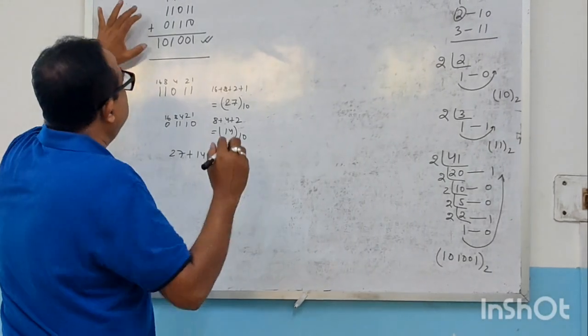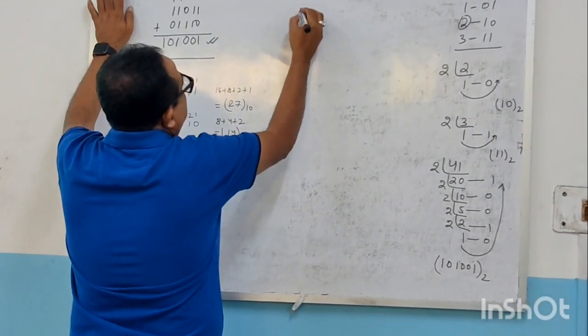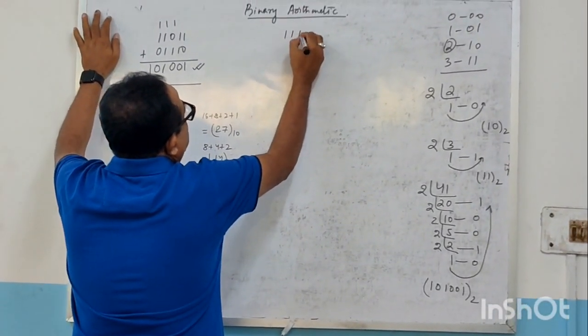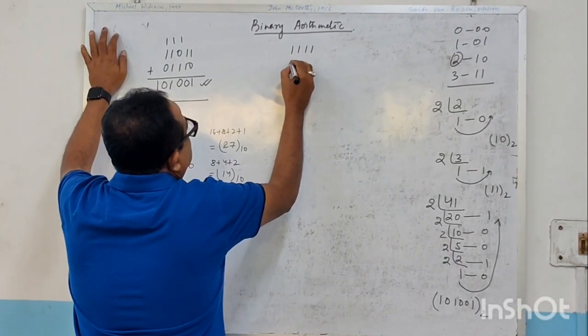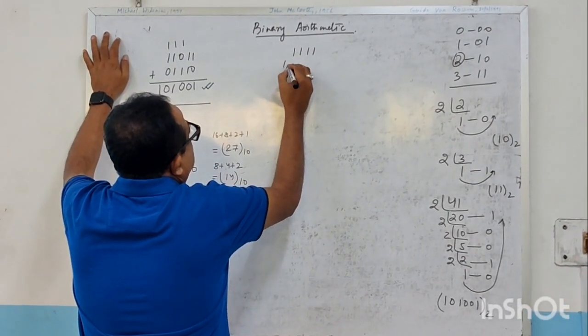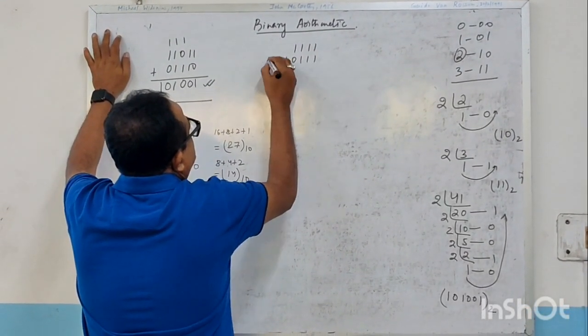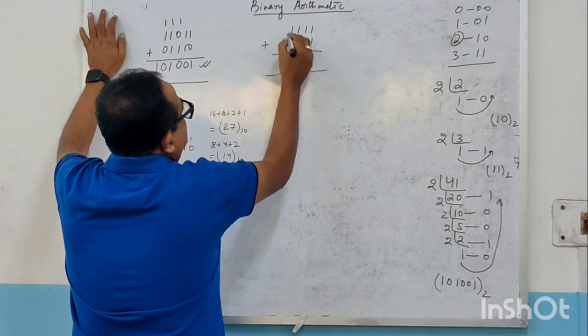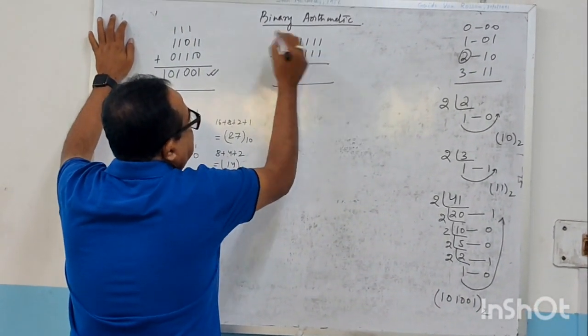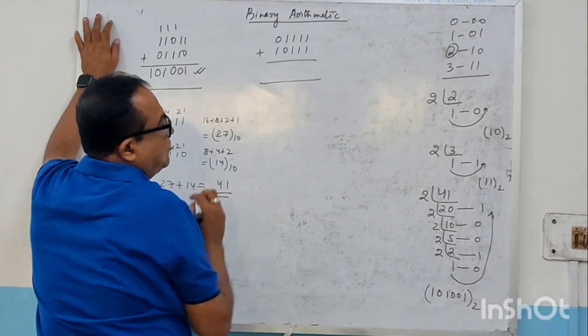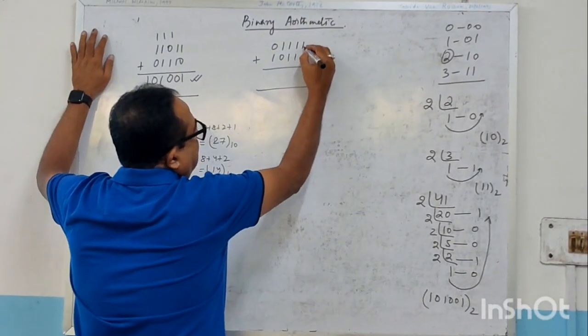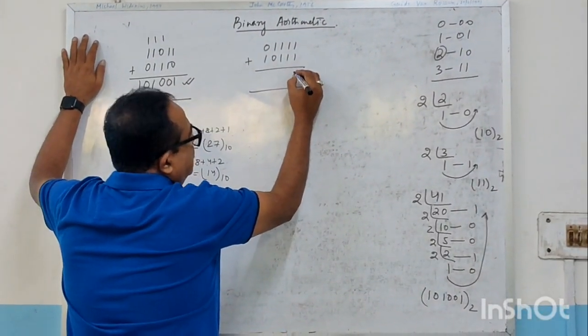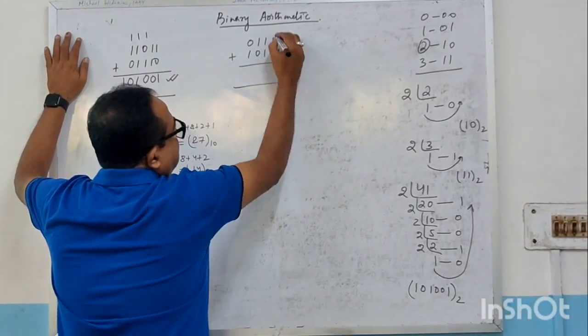Right? So one more. If we do one more, suppose 1, 1, 1, and then I have 1, 0, 1, 1, 1. You need to add this. Again, how do I do it? Since there is a number missing here to the left hand side, you can add a 0. And then again, 1 plus 1, 2. 2 is 0, 1. So 0, 1.